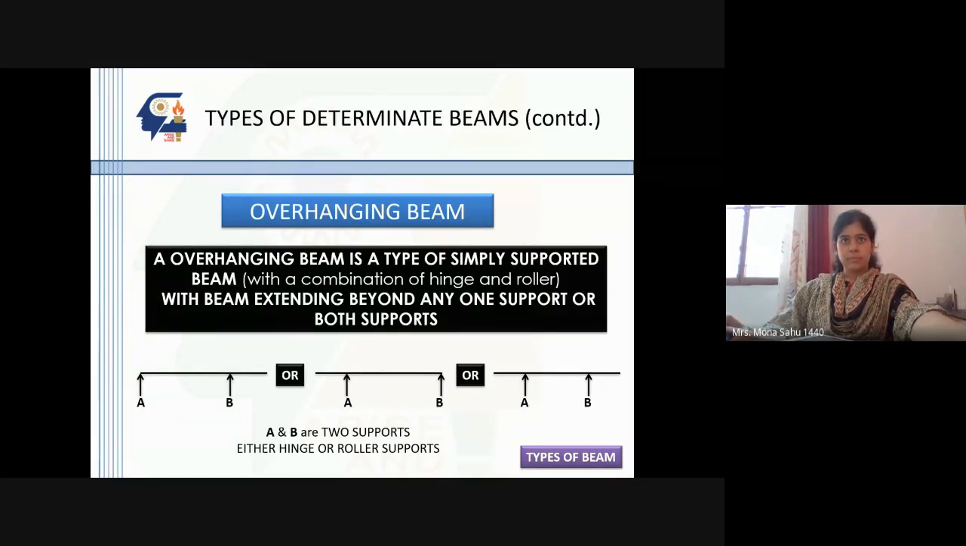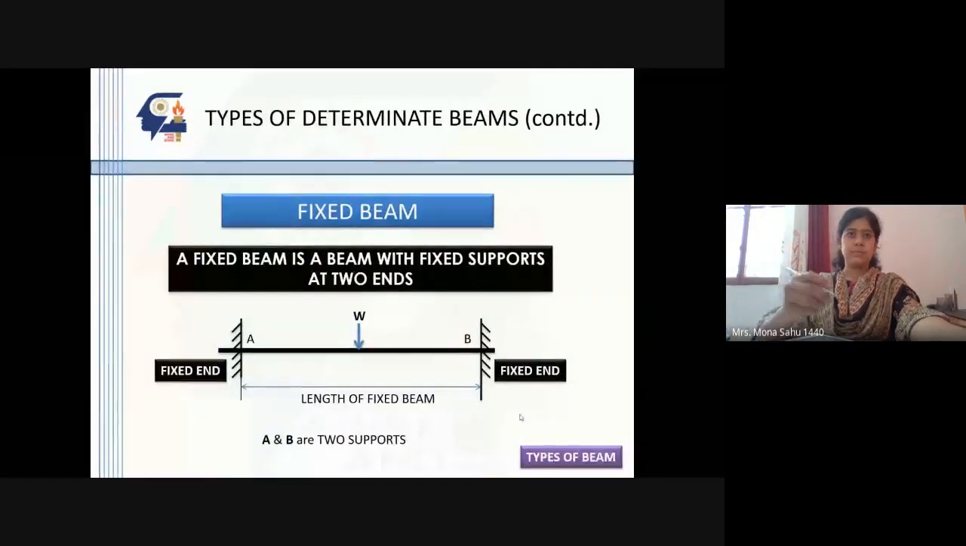Okay. And the last one is the fixed beam, where it is fixed on both the ends.